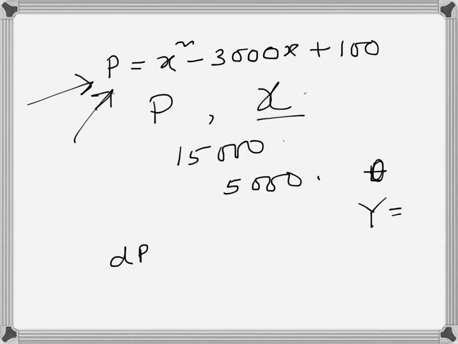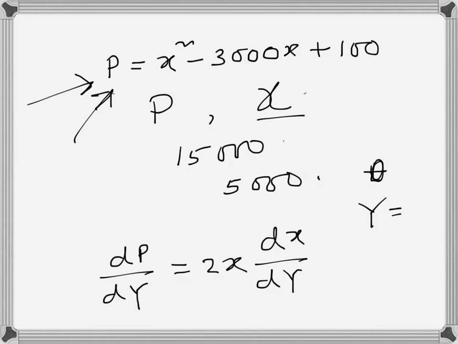So it will be dP over dy, and 2x dx over dy, minus 3000 dx over dy. This one gets cancelled because this is a constant. So this is our differentiated equation.